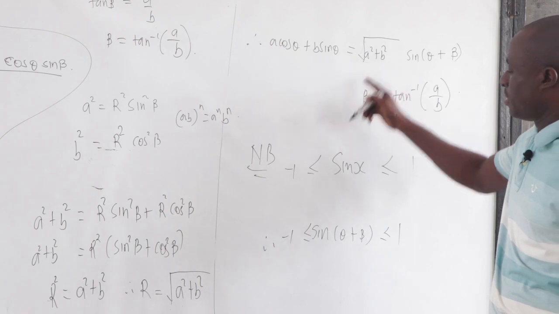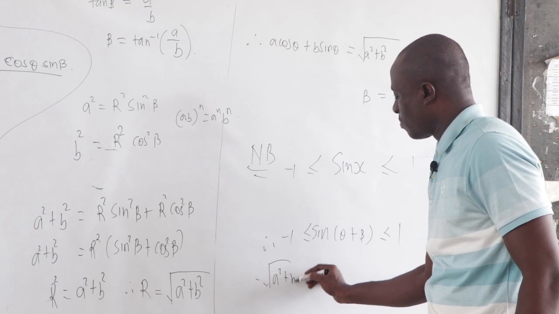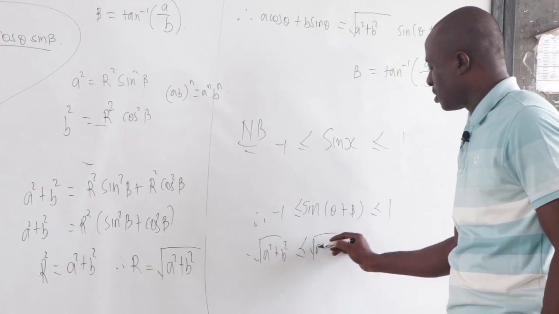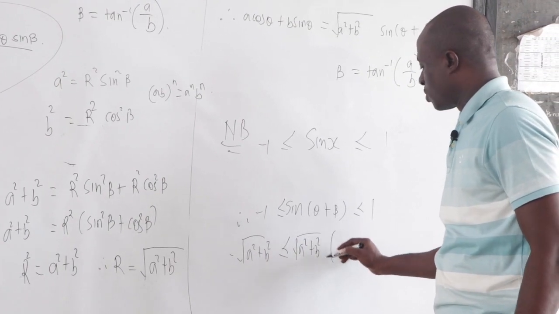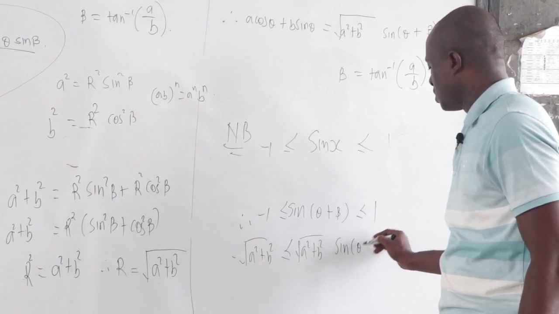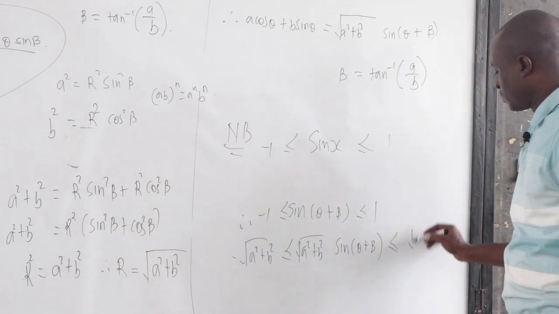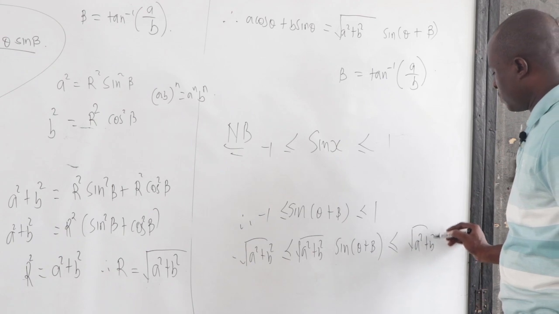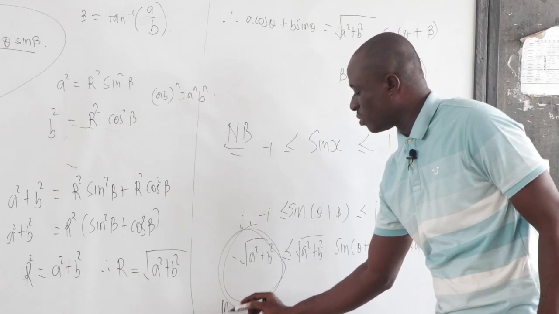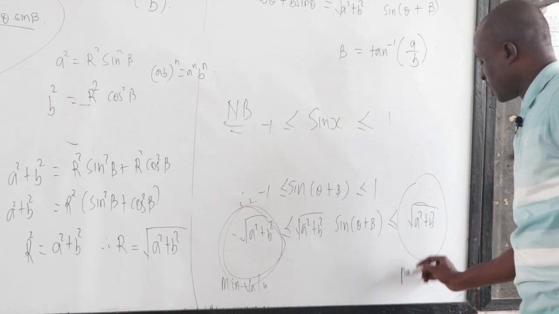But it's being multiplied by this, so you have to multiply through by the same thing. That's negative square root of a squared plus b squared, and we have the same thing multiplied on the other side. So we have sin(theta plus beta) less than or equal to the same thing multiplying it: the square root of a squared plus b squared. Clearly, this is the minimum value, and this one is the maximum value.